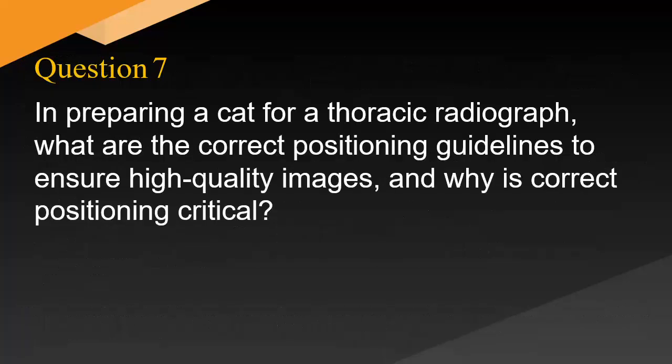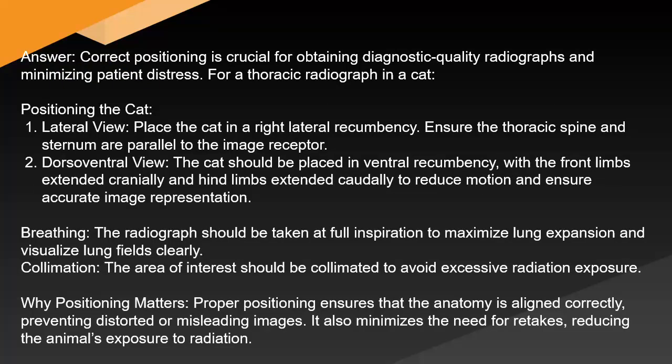In preparing a cat for a thoracic radiograph, what are the correct positioning guidelines to ensure high-quality images, and why is correct positioning critical? Answer: correct positioning is crucial for obtaining diagnostic quality radiographs and minimizing patient distress. For a thoracic radiograph in a cat, positioning for the lateral view: place the cat in a right lateral recumbency. Ensure the thoracic spine and sternum are parallel to the image receptor.